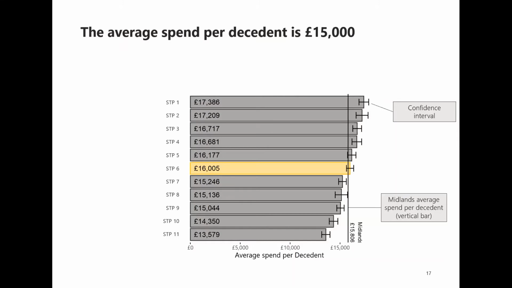SDPs 5 and 6 have an average spend that is higher than the Midlands, but not significantly so. And the last 5 SDPs have an average spend that is significantly lower than the Midlands. This chart makes no judgments or gives reasons as to why spend differs. This is just highlighting areas of variation that SDPs might like to understand more about.